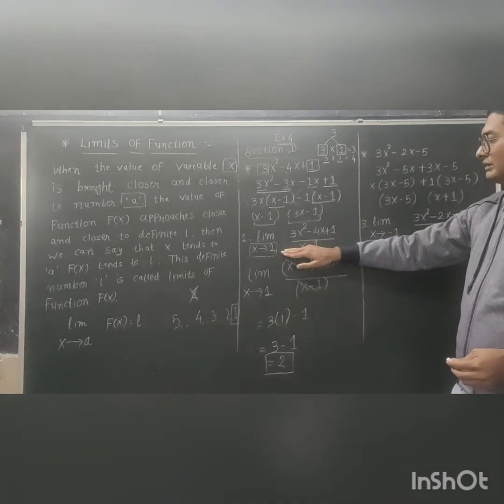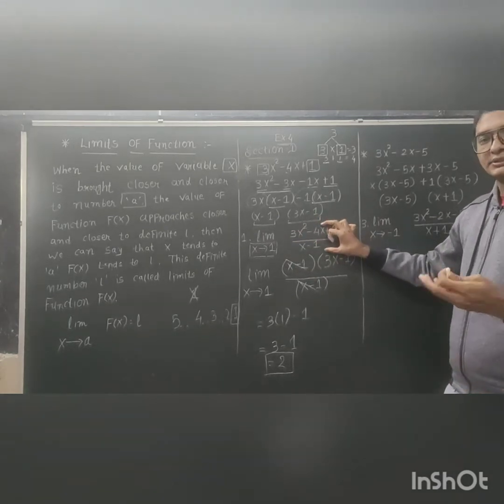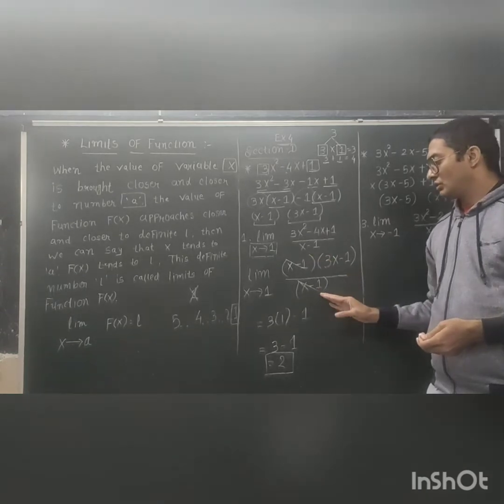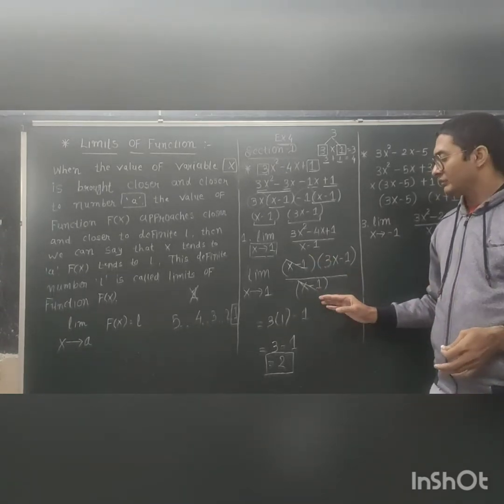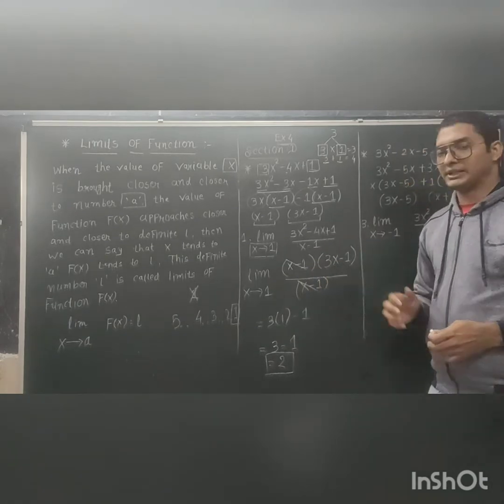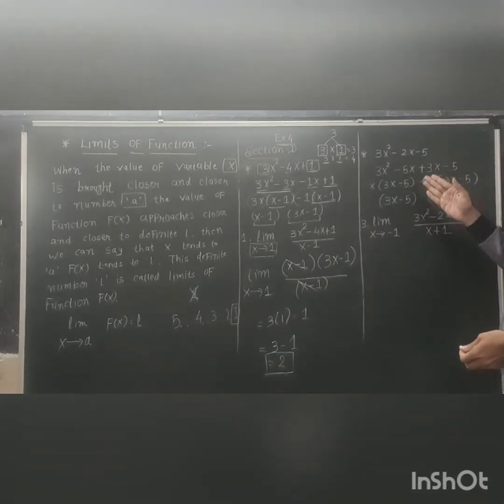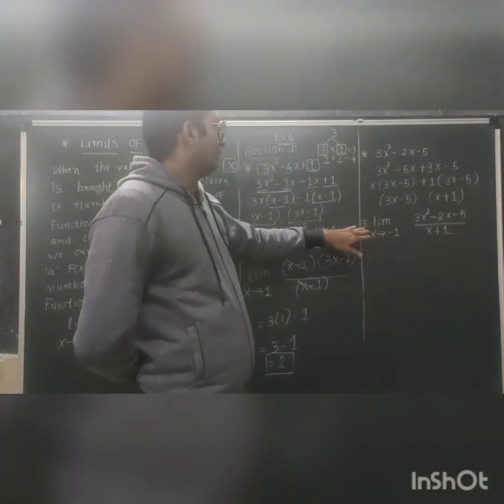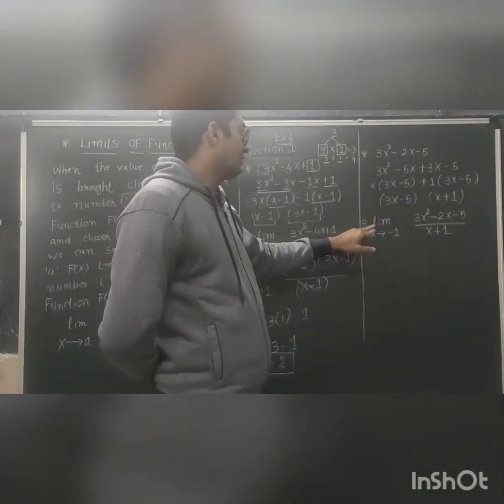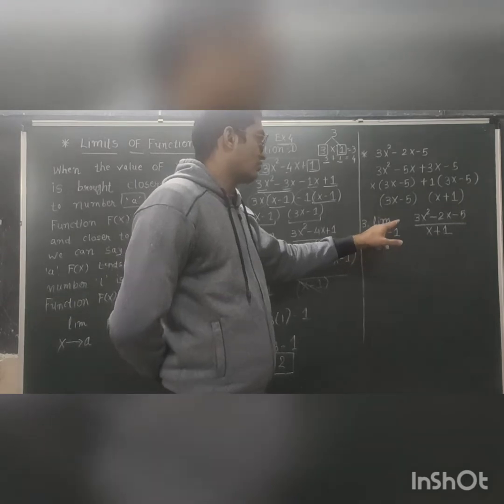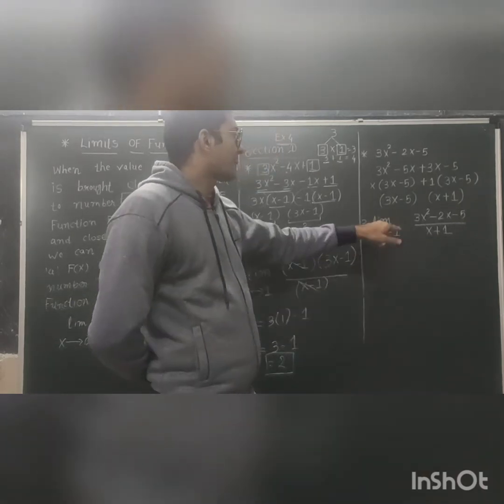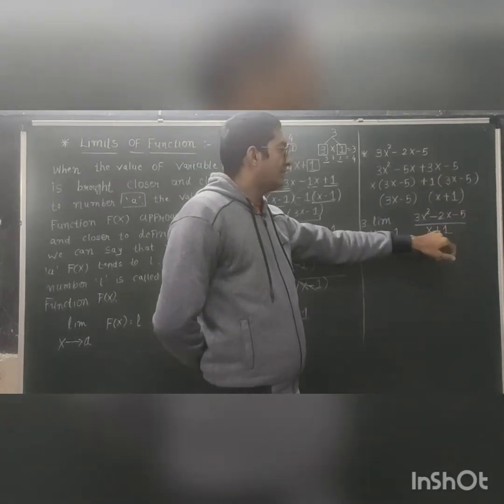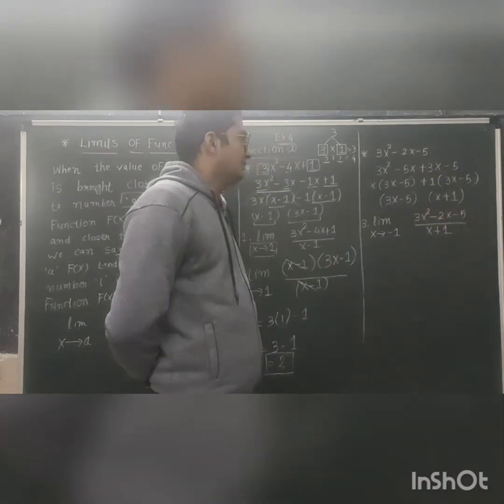There is a question 1. Solve it simply: factorization, cut down the common value and finally put the value accordingly. Now here is another example from the same section D, question number 3: limit of x tends to minus 1, 3x square minus 2x minus 5 divided by x plus 1.